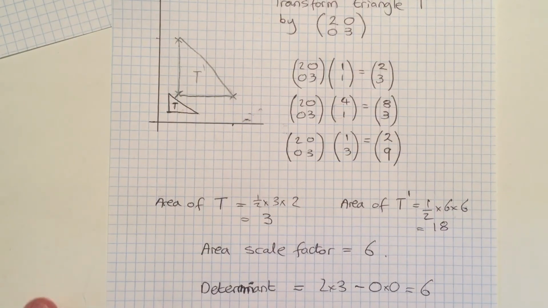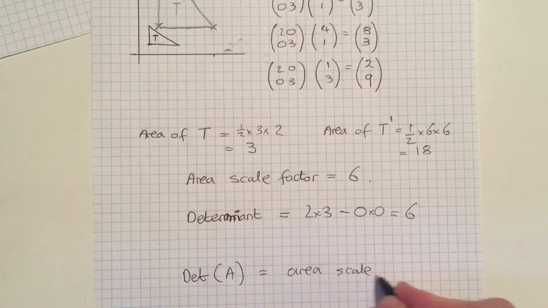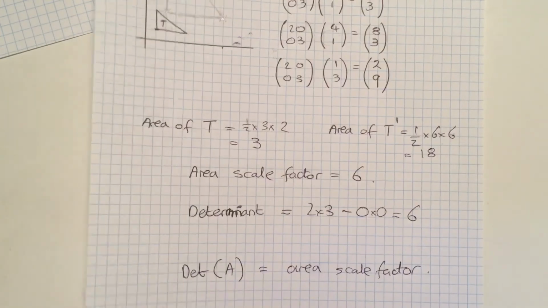The determinant of a matrix is equal to the area scale factor. You don't need to know the proof for that, you just need to know how to use it. So let's do another example where we actually use that fact.